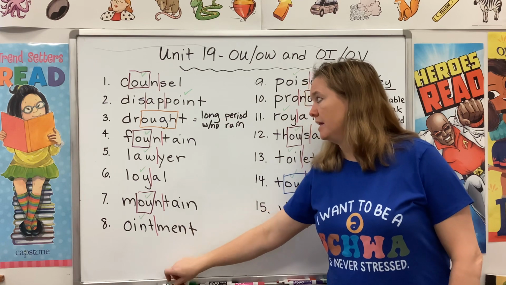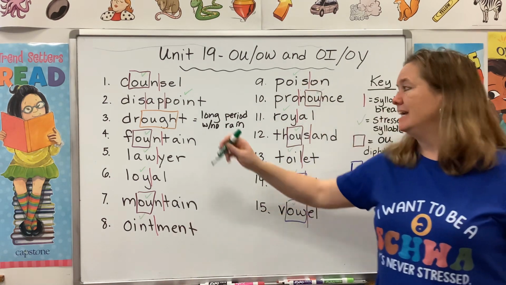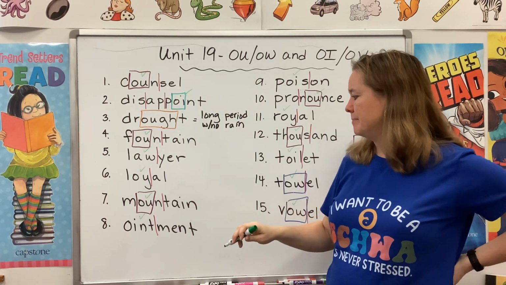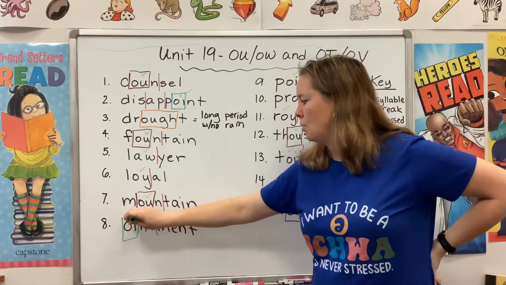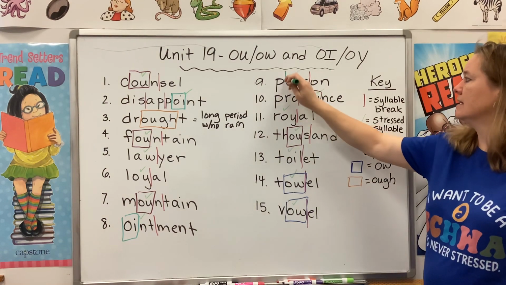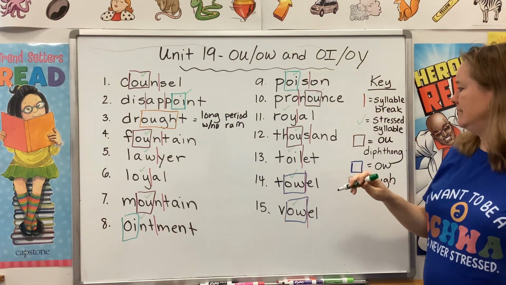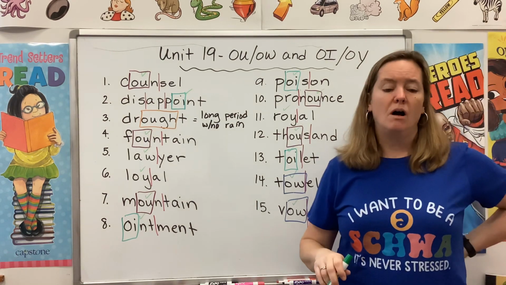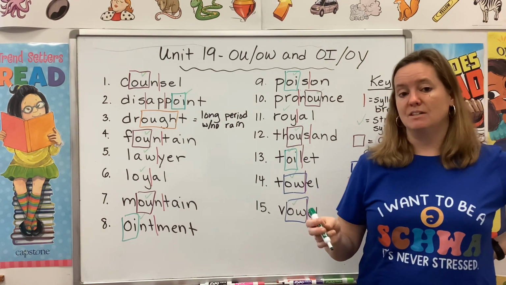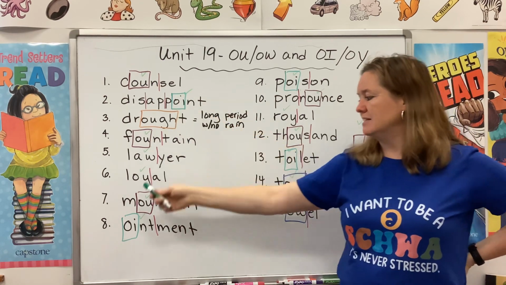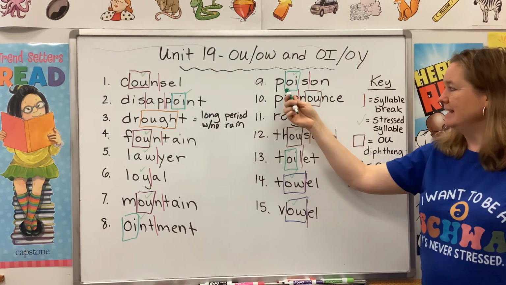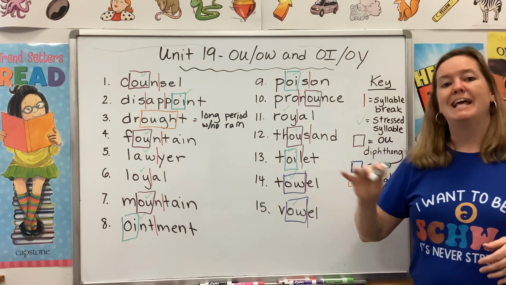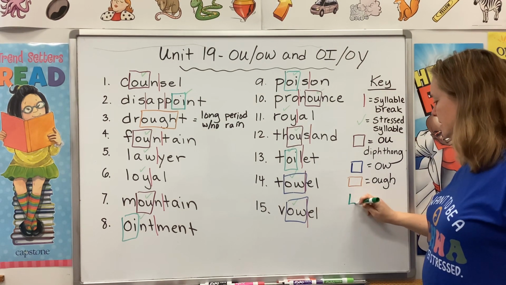Let's start with the OI in words like disappoint and ointment, poison, and toilet. All of those words have OI, which says oi. Notice its position. That OI is always tucked in the middle of the word or syllable, never at the end.